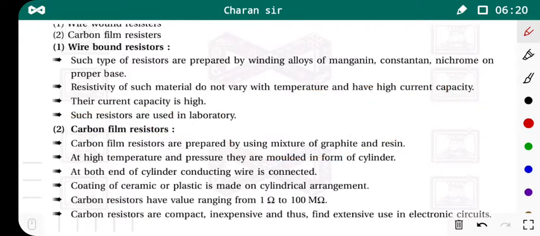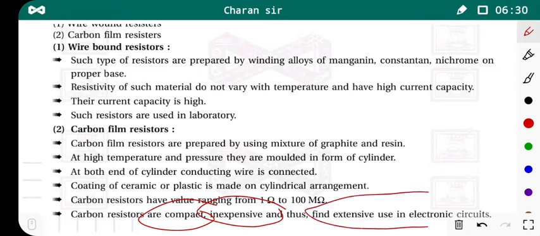Also, these resistors are compact and inexpensive. Because of that, they are extensively used in electronic circuits. Why are they used? Because they are inexpensive and very compact, they are generally used in electronic circuits.